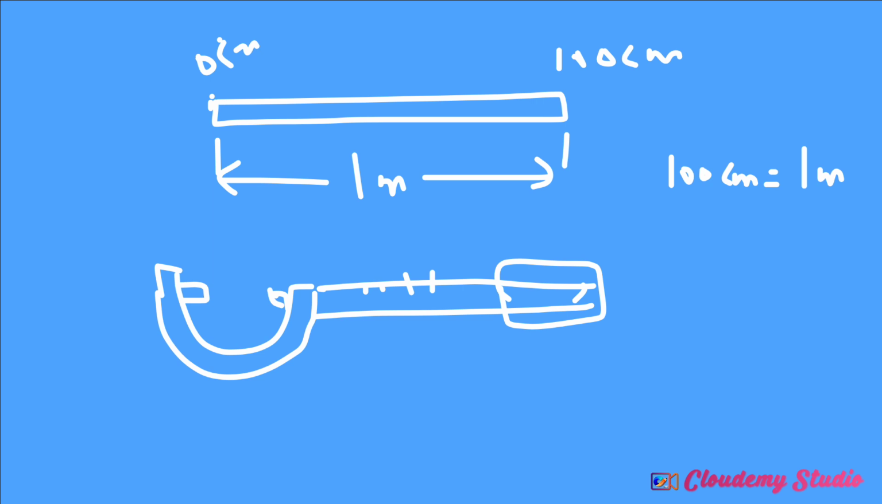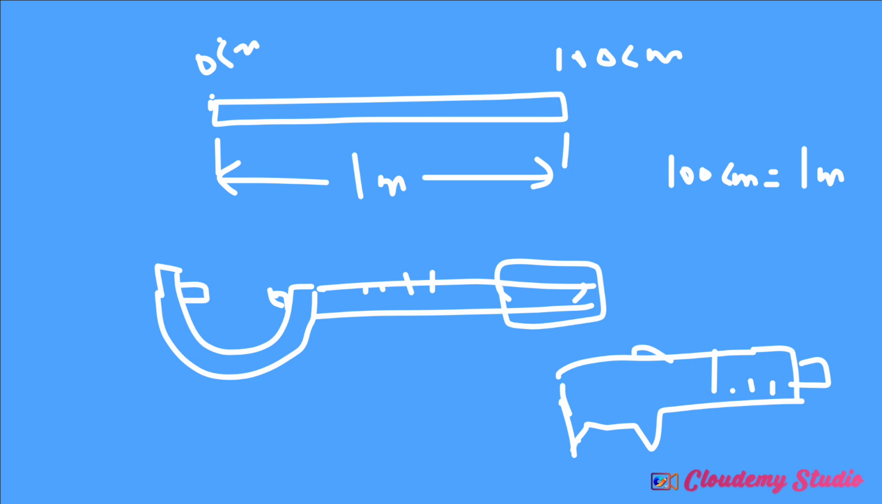Then the vernier caliper, that one looks like a gun. Looks like this. Looks like a gun. Don't worry, on a good day you will see it. It has some numbers written. That's vernier caliper.